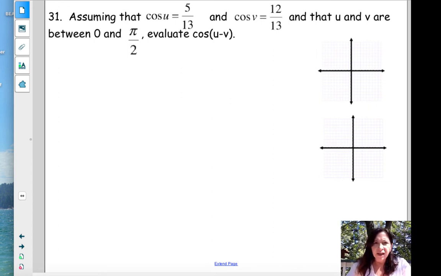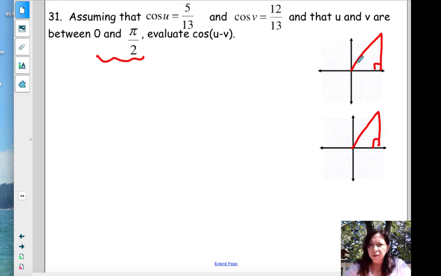And this question says, assume that cosine of u is equal to 5/13. So what I'm going to do is set both of these equal. This will be cosine of u and this will be cosine of v. So we'll make u, assuming that the angles are in between 0 and pi, so they're going to be in the first quadrant. So this is going to come up like that, right angle. This one will come also up like that, right angle. This will be u, this will be v.